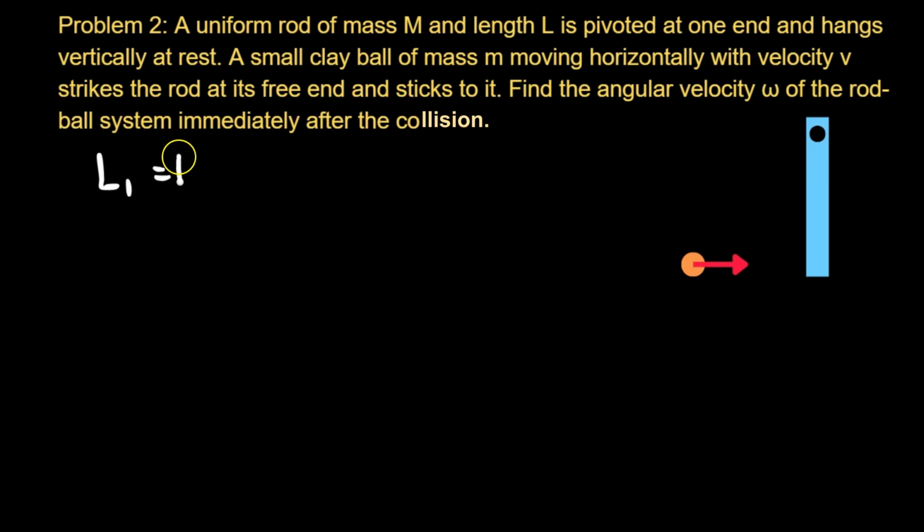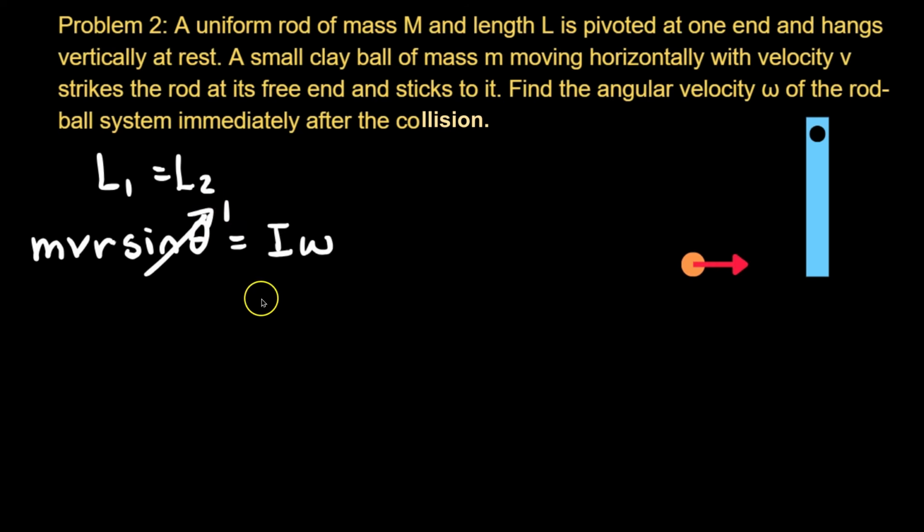Since there is no external net torque, we can state that L1 equals L2, which means that the total initial angular momentum is equal to the total final angular momentum. The equation for angular momentum of a point mass is m v r sine theta, and the equation for the angular momentum of a rigid body is I omega. I is the moment of inertia, omega is the angular velocity. Theta is the angle between the velocity vector and the position vector r, and you'll notice that that forms a 90-degree angle.